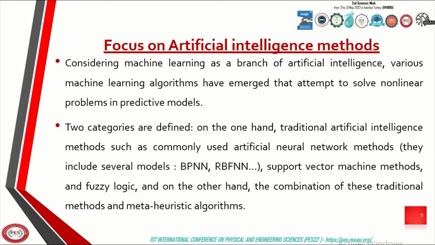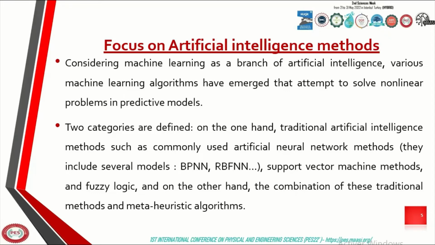Focusing on artificial intelligence methods and considering machine learning as a branch of artificial intelligence, various machine learning algorithms have emerged that attempt to solve non-linear problems in predictive models. Two categories are defined. On the one hand, traditional artificial intelligence methods such as commonly used artificial neural network methods, support vector machine methods, and fuzzy logic. On the other hand, we have the combination of these classic methods and meta-heuristic algorithms.